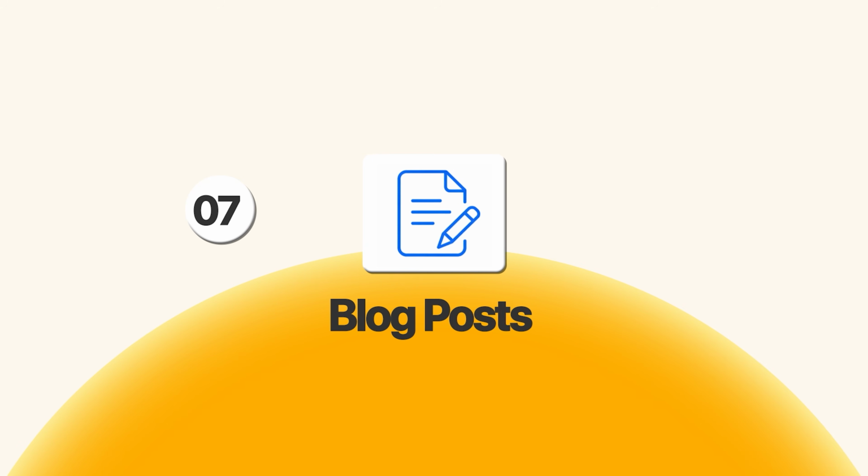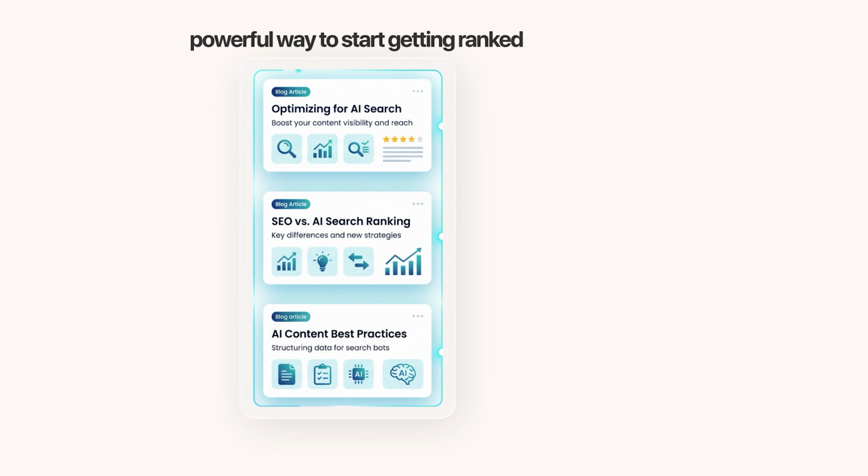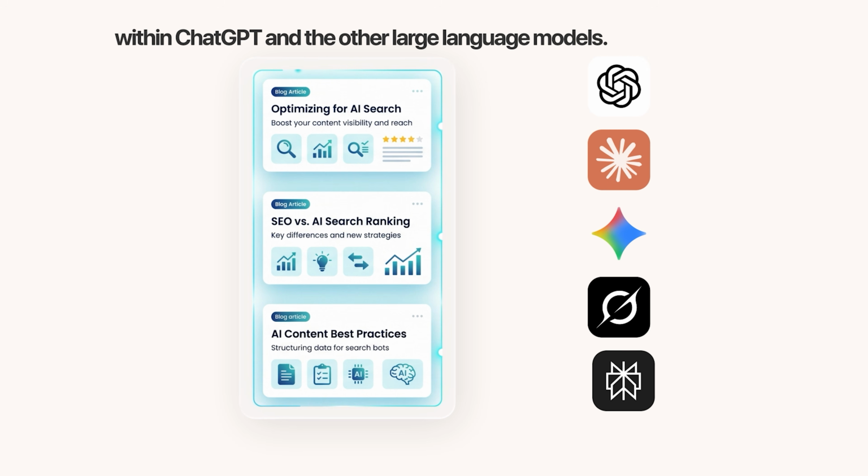Number 7 is blog posts. Now, blogging used to be something of like back in the day, these teenagers would just go on and start doing their blogs. But now blogging is a really, really powerful way to start getting ranked within ChatGPT and the other large language models. So I really recommend that you start blogging, and you can create a blog post based on all of the frequently asked questions that you get asked all the time.